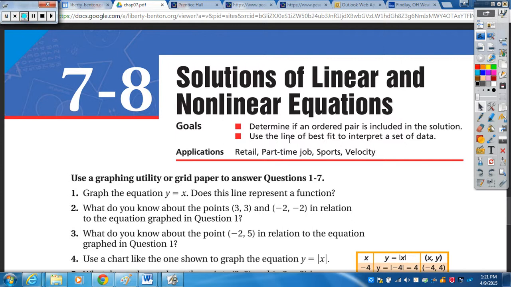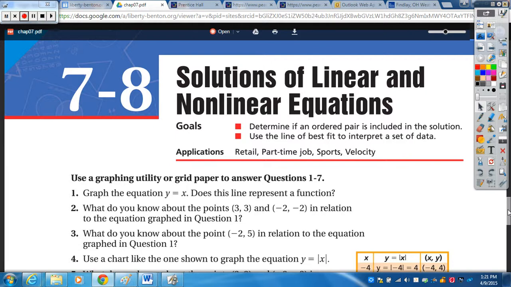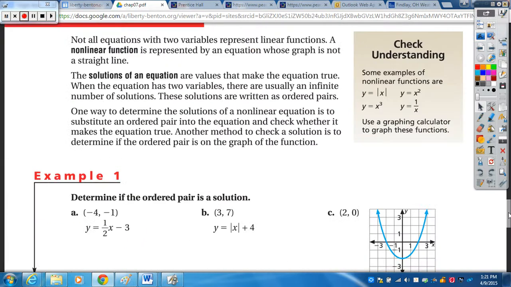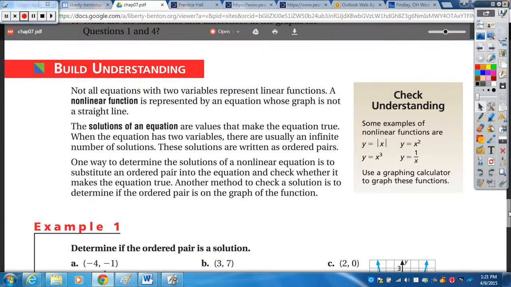Here's what I'm going to jump right into today. We're going to be talking about solutions of linear and nonlinear equations, just moving along with what we've been talking about, lines, trying to find solutions.